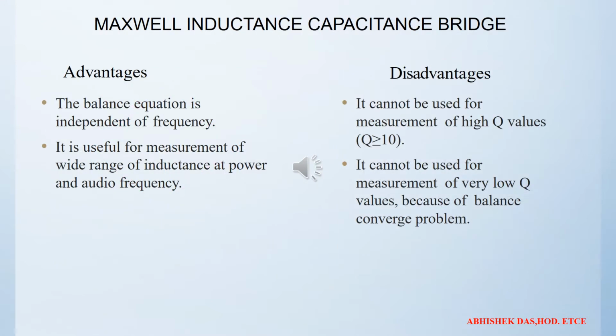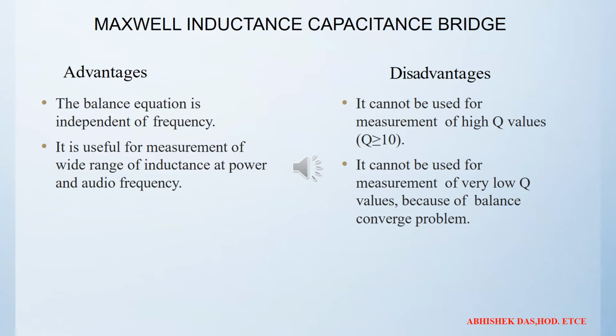Now we need to know the advantages and disadvantages of the Maxwell inductance capacitance bridge. The main advantage is that the balance equation is independent of frequency, and it is useful for measurement of a wide range of inductance at power and audio frequency. These are the advantages of the Maxwell inductance capacitance bridge.